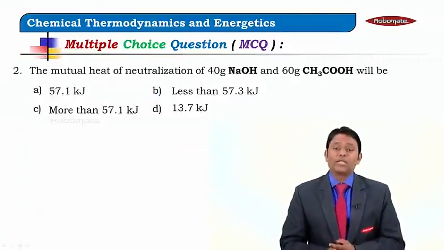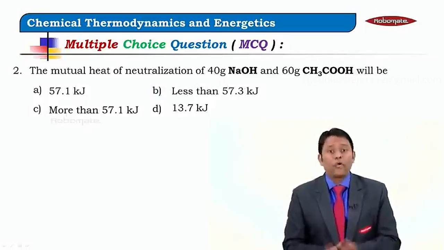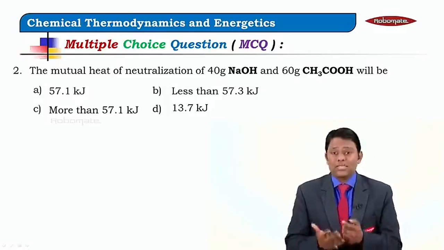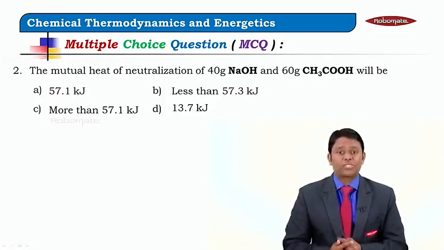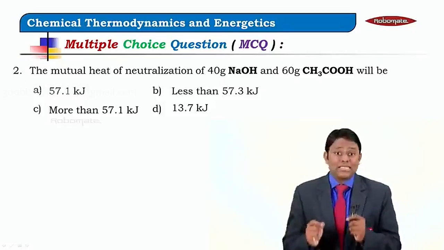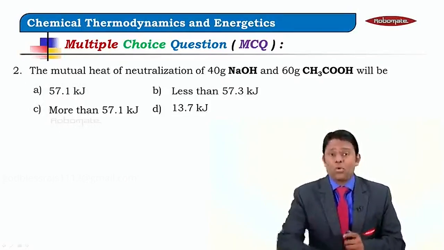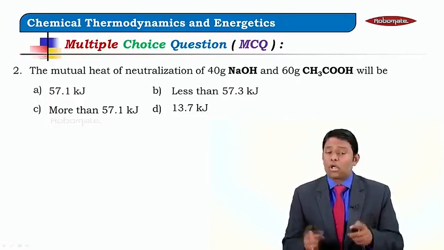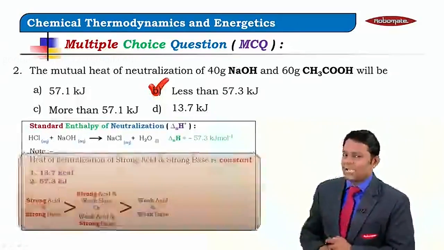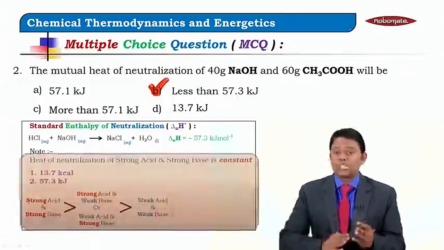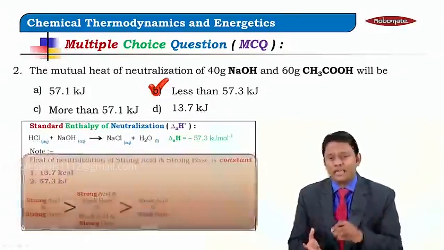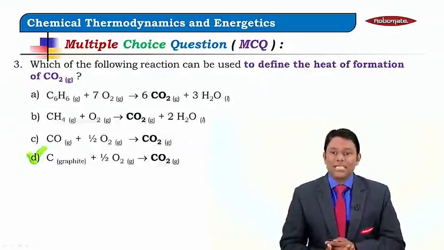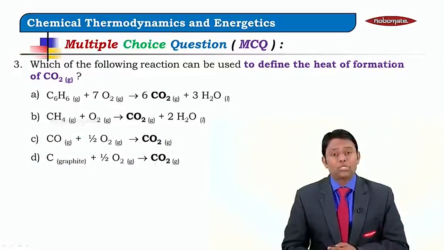Second question says the heat of neutralization of 40 grams of NaOH and 60 grams of acetic acid will be. Let's see once again the type of acids and bases which are given. NaOH is a strong base and acetic acid is a weak acid. So can I say once again there is a reaction between strong versus weak, and once again we know the answer that whenever it is strong versus weak, somewhere the answer will be less than 57.3. That's option B.